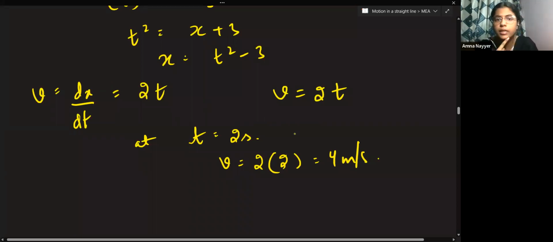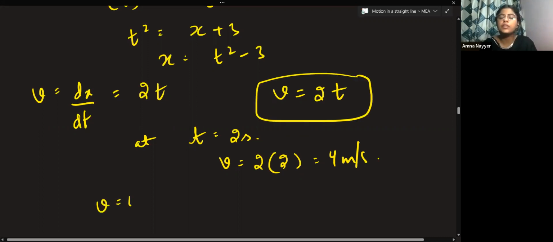The second part says when the body stops. So the equation of velocity is this. If the body stops, v will be 0. So t becomes 0, time becomes 0. So these are the two answers. Clear? So note it down.